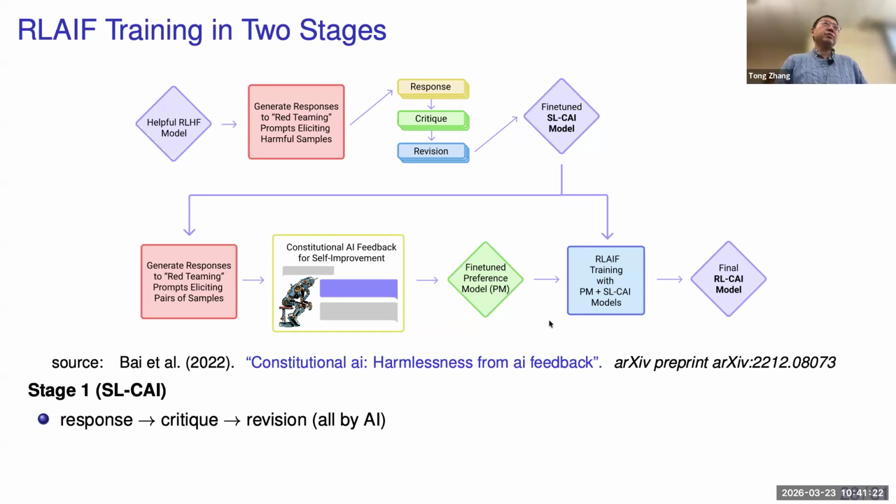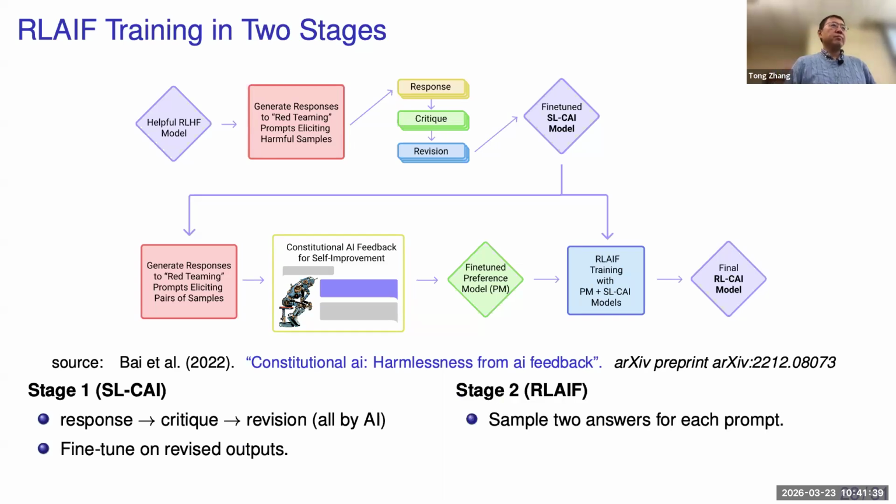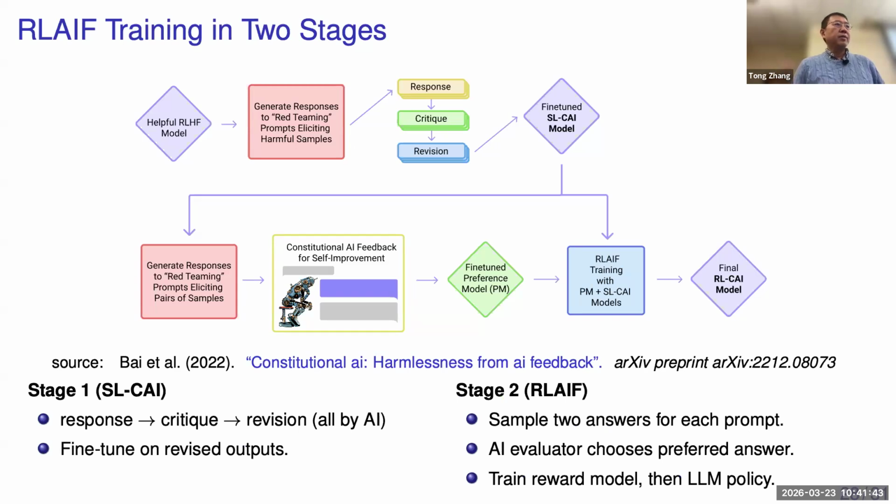So basically it's still two stages. Supervised fine-tuning, but now you can say, okay, I can use AI to do that. Fine-tune on the revised output. Stage two is to sample two sentences, have the AI evaluate and choose the preferred sentence, then train the reward model and then the LLM policy. So basically, you just replace the human with AI. That's all it is.